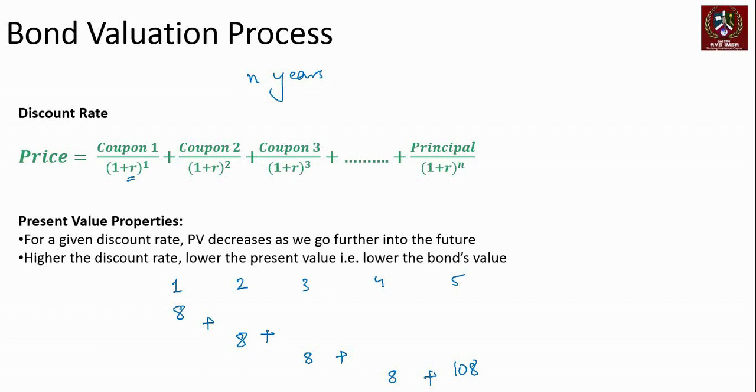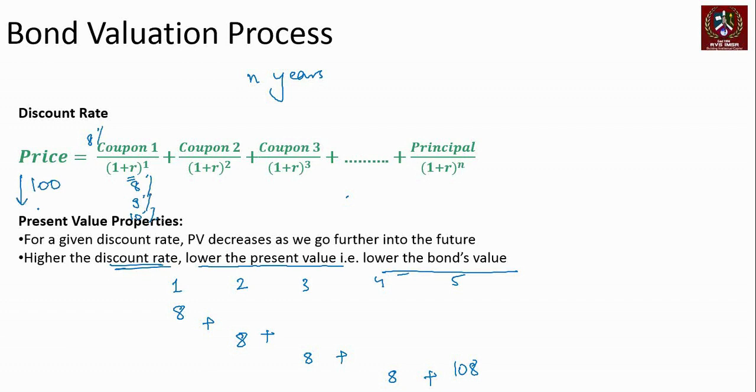There are some properties of the present value. Higher the discount rate, which is essentially, we'll look at the second one first, lower the present value or lower the bond's value. Logical, because if I want a bigger return, I'll pay the lesser price, right? So if the coupon rate is 8% and the required rate is 8%, then the price would work out to par. But if this goes up to 9, this goes up to 10, then logically the price will keep falling because I am dividing it by a bigger number, right?